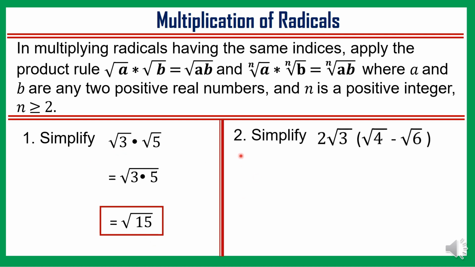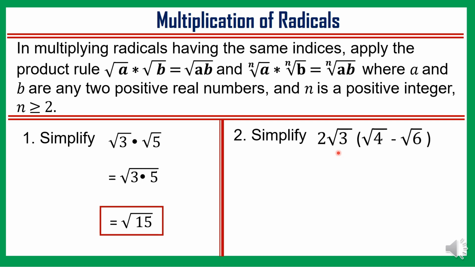Now, let's proceed with example number 2. So, we're going to simplify 2 square root of 3 times the quantity of square root of 4 minus square root of 6. So, paano po natin ito isi-simplify? Pwede natin ditong i-apply yung distributive property of multiplication. Ang isang i-avoid lang po natin kapag gagamit tayo ng distributive property of multiplication with radicals is yung pagta-times natin ng number outside the radical symbol directly to the number inside the radical symbol. Okay, so ano po yung sinasabi ko?